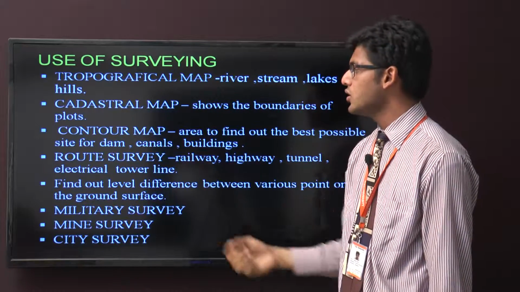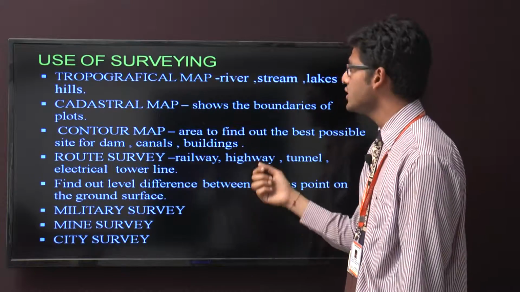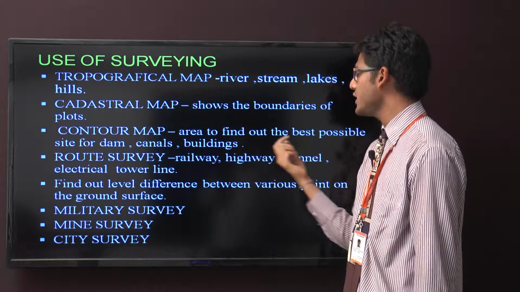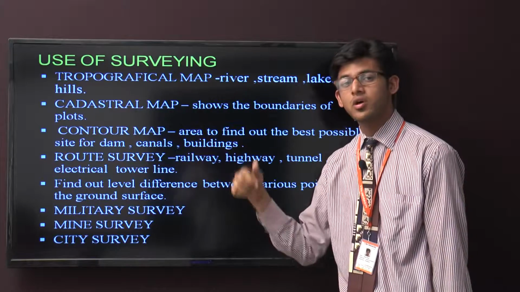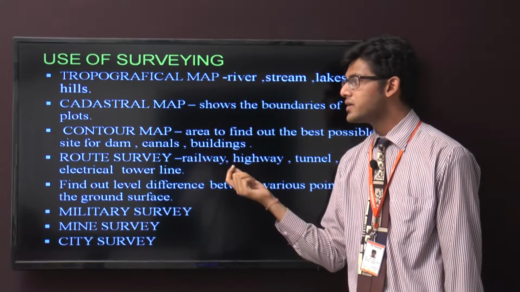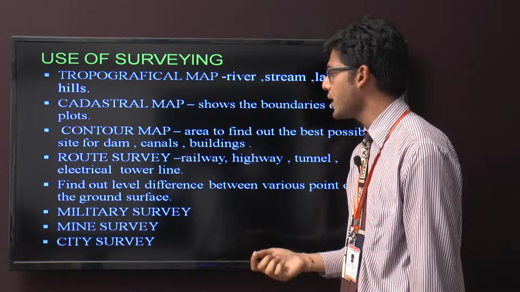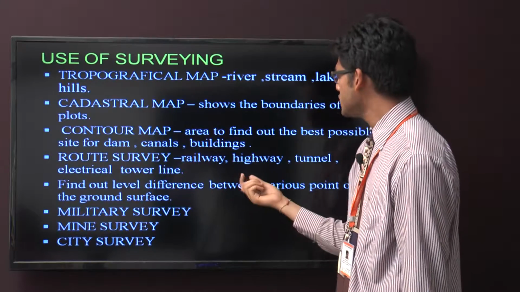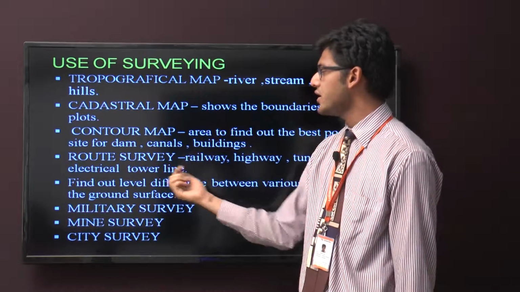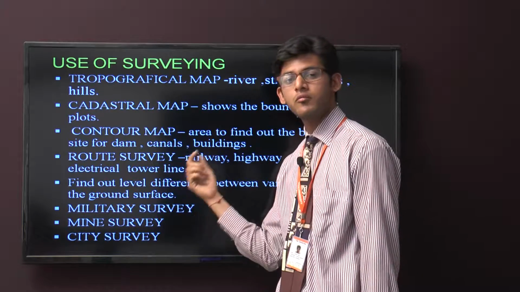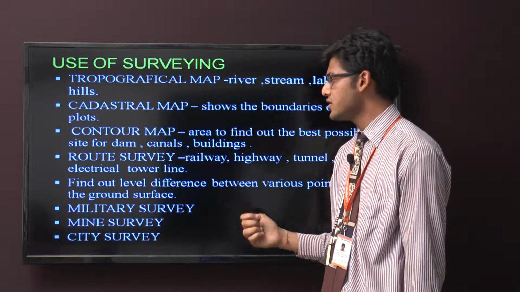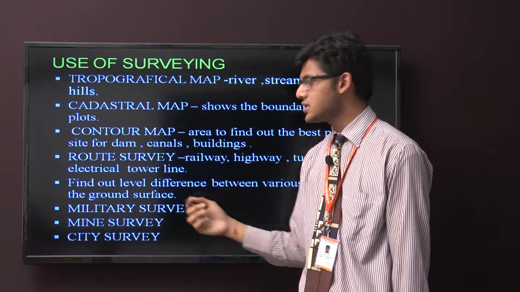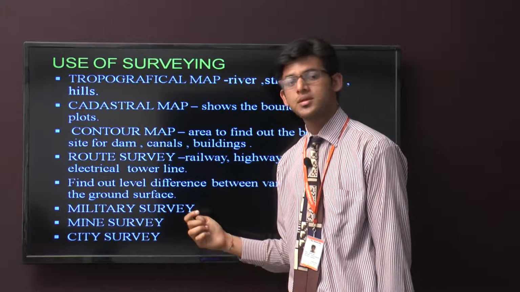Next is contour mapping. To make contour maps, you can easily use surveying to find the best possible site for dams and canals, where the water is logging, where the roads are going, and all the buildings. So this is also used for contour maps. Next is route survey: railways, highways, tunnels and electrical lines. Many lines go from one city to another, such as railway lines and electrical lines, and these are done by route surveys. In Google Maps, you can see that route surveys are used to make the maps.